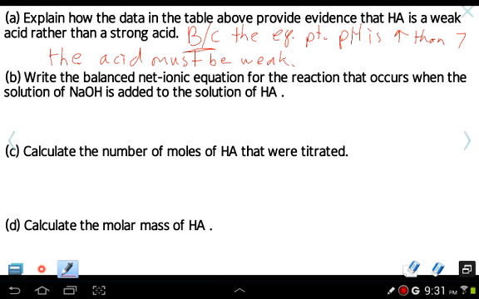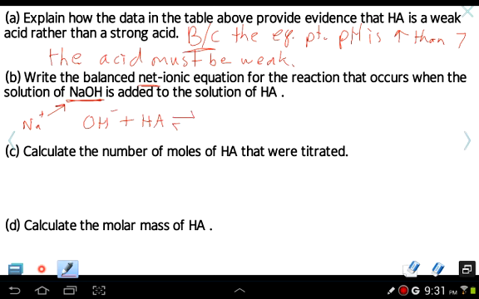Write the balanced net ionic equation for the reaction that occurs when the solution of sodium hydroxide is added to the solution of the weak acid. So what we have is the HA will react with sodium hydroxide. Now we want the net ionic equation, which means sodium will be a spectator ion. Because remember, when you throw sodium hydroxide in solution, since it's very soluble because of sodium, it'll dissociate. So effectively we'll have OH- in the solution, reacting with HA.